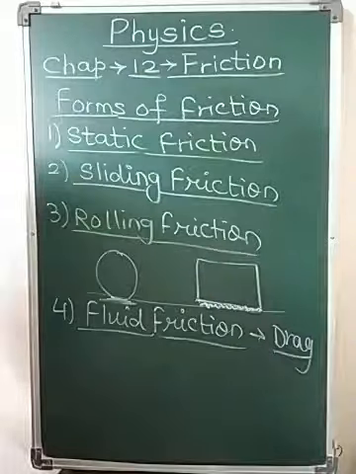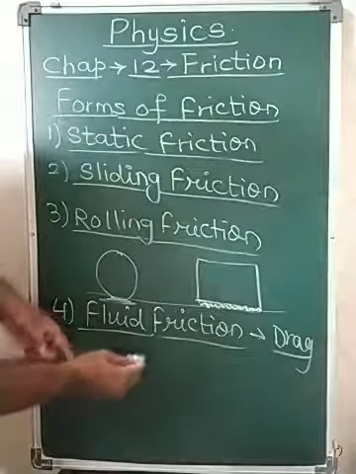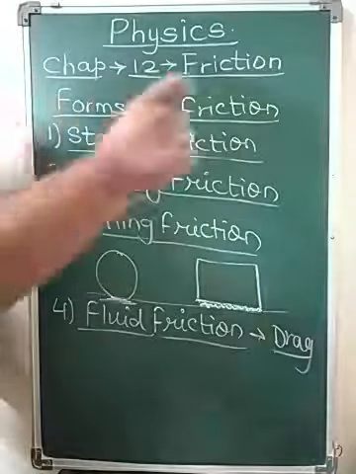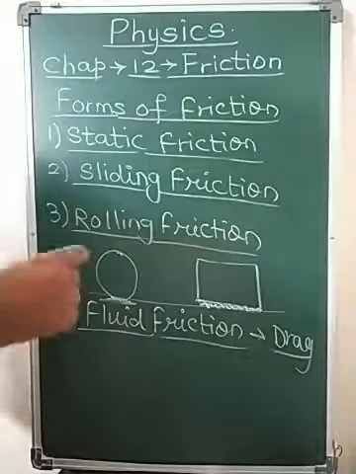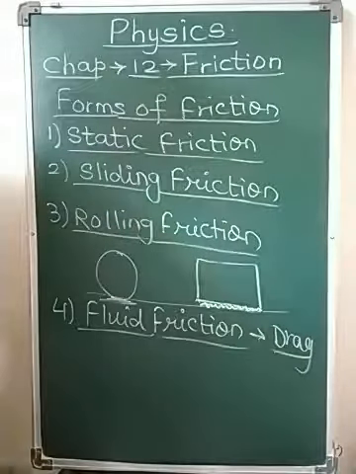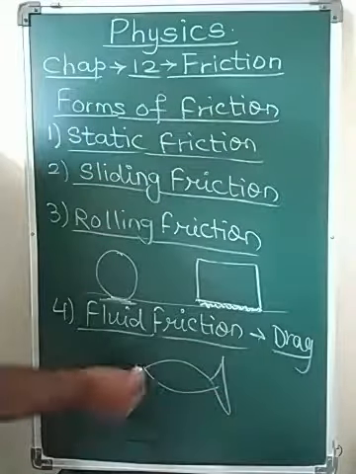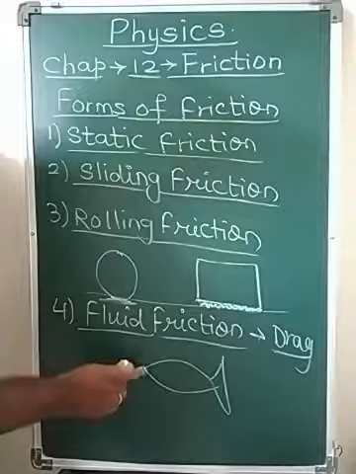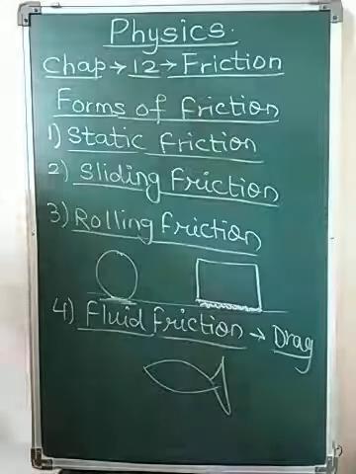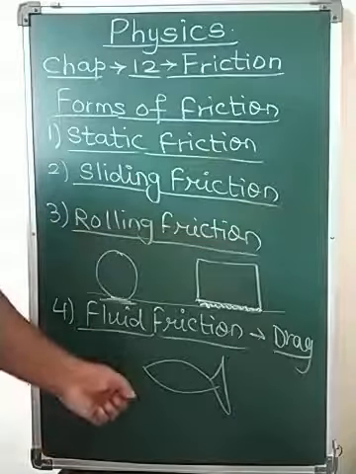Friction also depends on the shape of the object that moves through a fluid. Now, fluid friction or drag depends upon two things: the speed at which the object is moving, and the shape of the object. For example, fishes have a streamline shape, tapering at one end, broader in the middle, and tapering again at the other end. The plane also has the same kind of structure. So this is called a streamline structure.